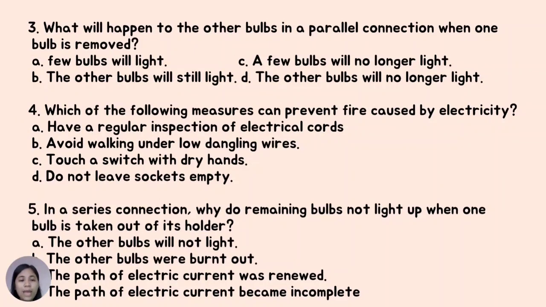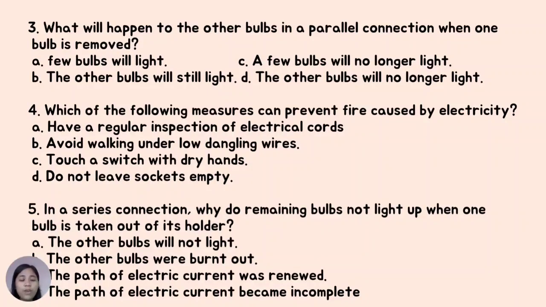And for number three, what will happen to the other bulbs in a parallel connection when one bulb is removed? Letter A, few bulbs will light. B, the other bulbs will still light. Letter C, a few bulbs will no longer light. Or letter D, the other bulbs will no longer light.